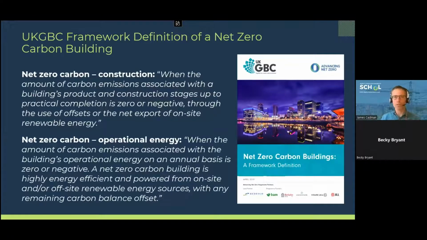They will differ, of course, but they both have that element of construction, embodied carbon of the materials, and then the operational lifetime of the asset. As you can see on the screen, it's basically saying reduce your emissions as much as possible up to the point of practical completion, get them down as low as you can, and then if there are any emissions remaining, you can look at offsets or the net export of renewable energy. So it's the same kind of mantra. Bring your emissions down as much as possible and then net off what's left over to get to that kind of zero point. They just break it out by operational and construction because many organizations sit in one camp or the other, of course.